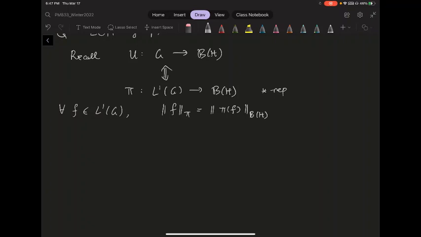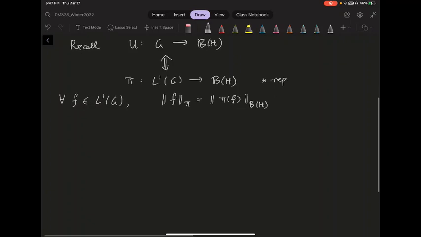And we just pretend the L1 of G is sitting inside B of H, and we close it up. Well, it may not be closed, so let's just close it up. Because of the way this pi is a star representation, and the right-hand side is some B of H, clearly this defines a C star norm. This satisfies the C star identity, so it's a C star norm.